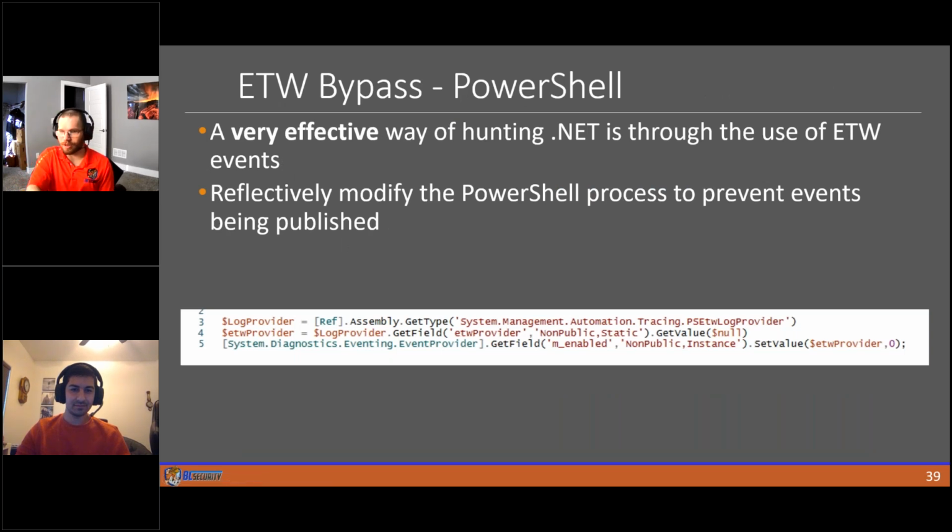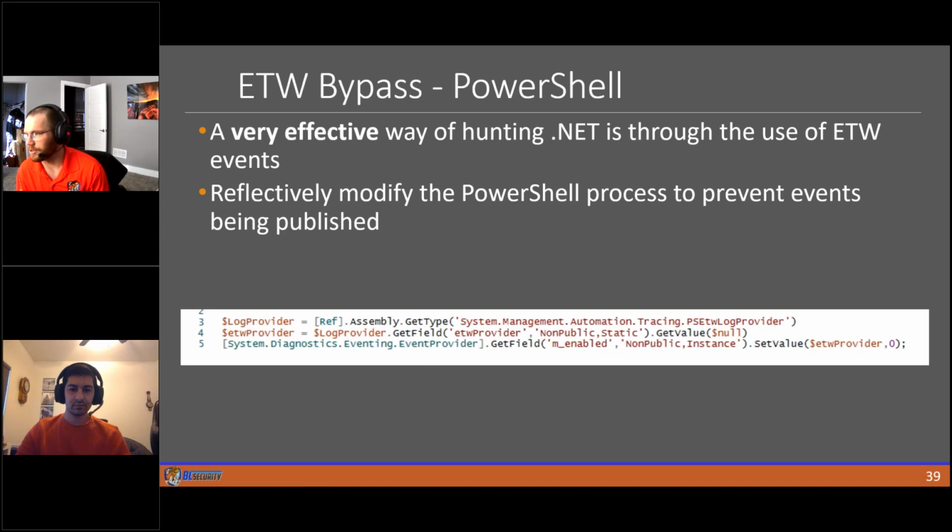So, and then this is the final bypass I had. As I mentioned, ETW is a very effective way of hunting .NET, but we can reflectively modify the PowerShell process to prevent events being published.